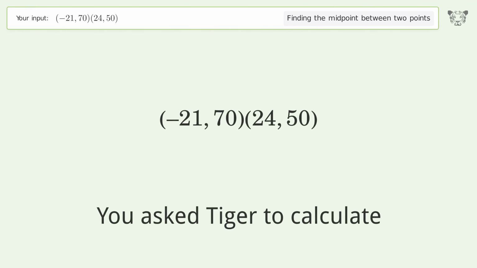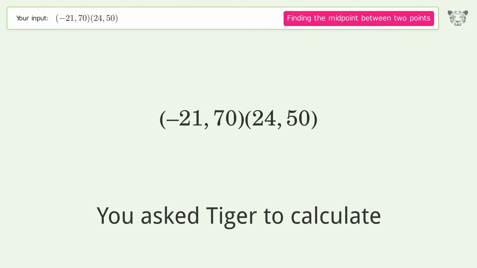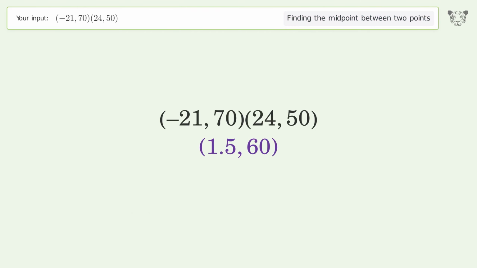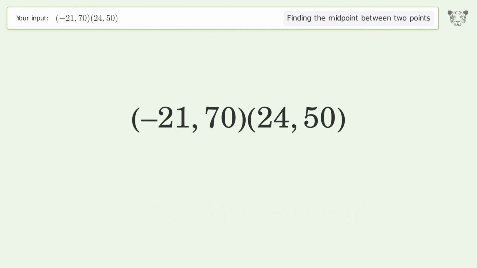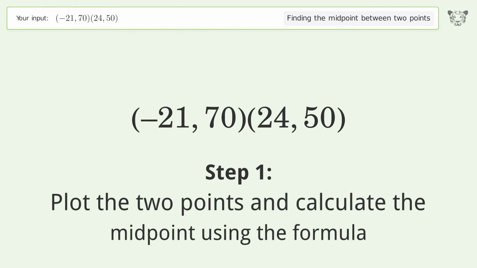You ask Tiger to calculate. This deals with finding the midpoint between 2 points. The midpoint between the 2 points is 1.560. Let's solve it step by step. Plot the 2 points and calculate the midpoint using the formula.